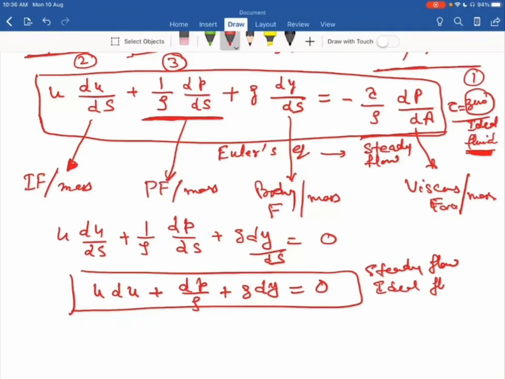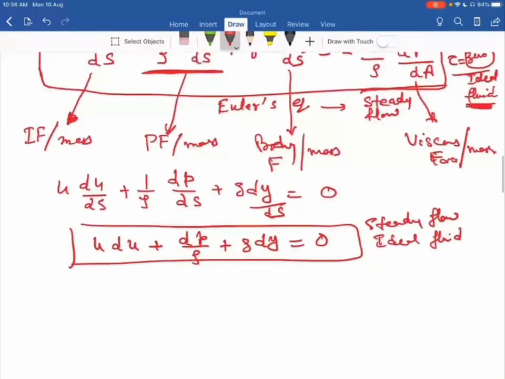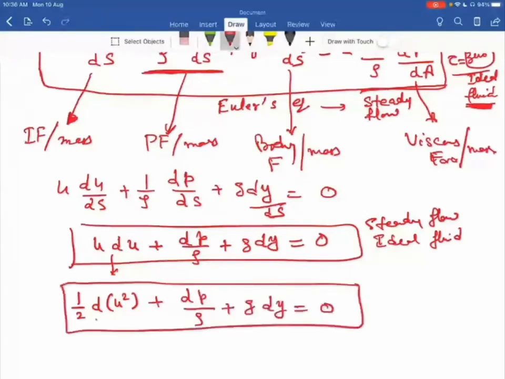We can also write it in another form. The first term we can write as 1 by 2 derivative of u square. The other terms are the same: dp by rho plus g dy equal to 0. When you open this derivative, you have 2u du, so the 2 cancels with the half and you again have the same term. So this is the general form of Euler's equation.